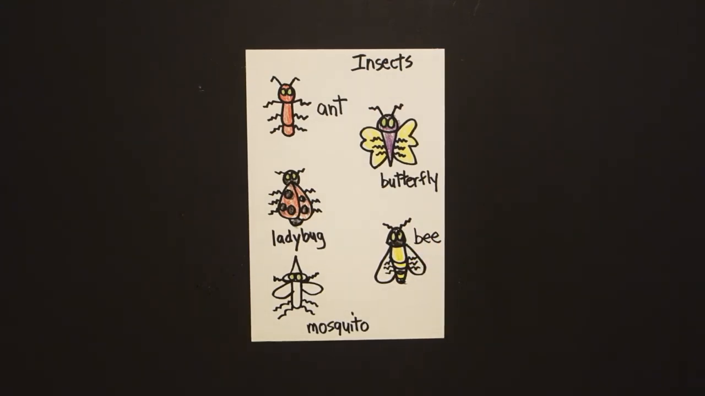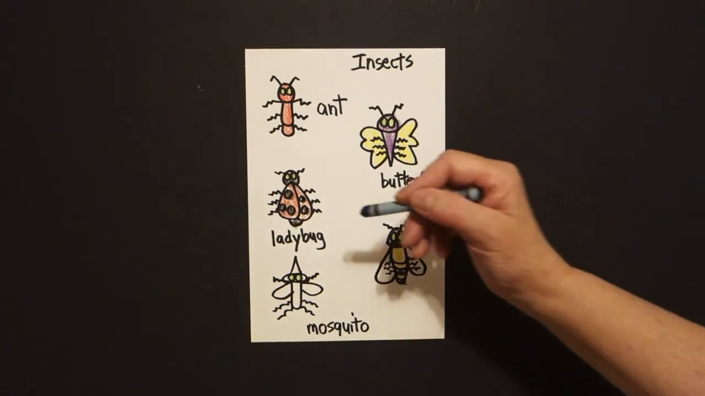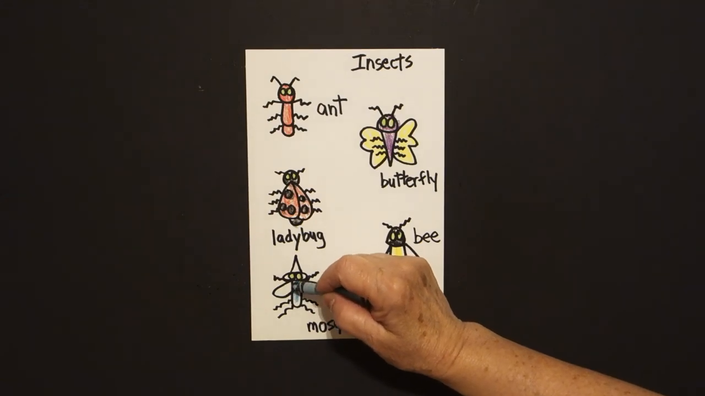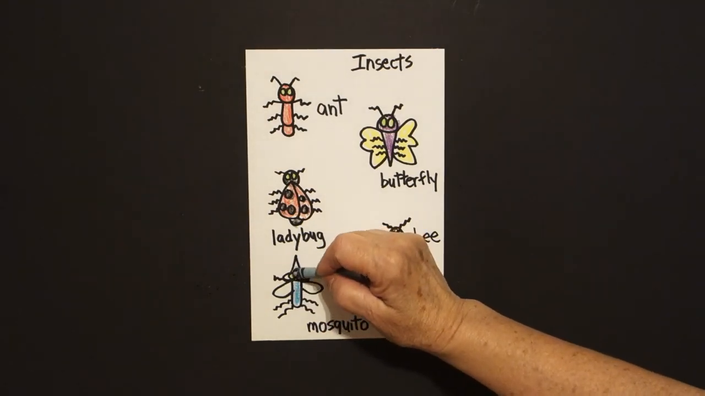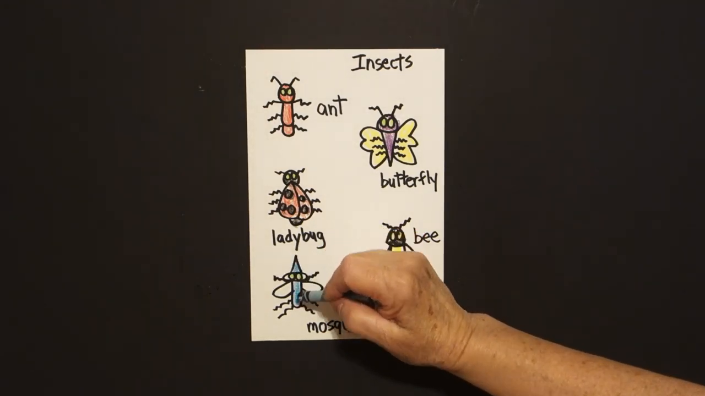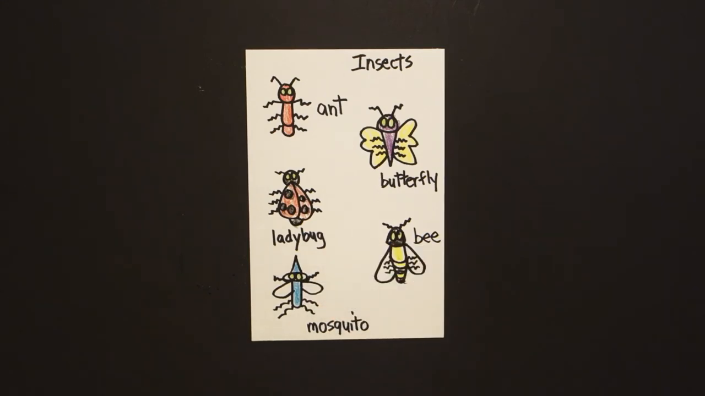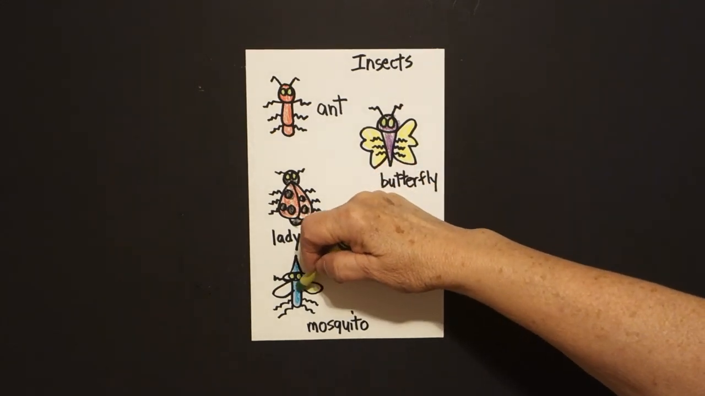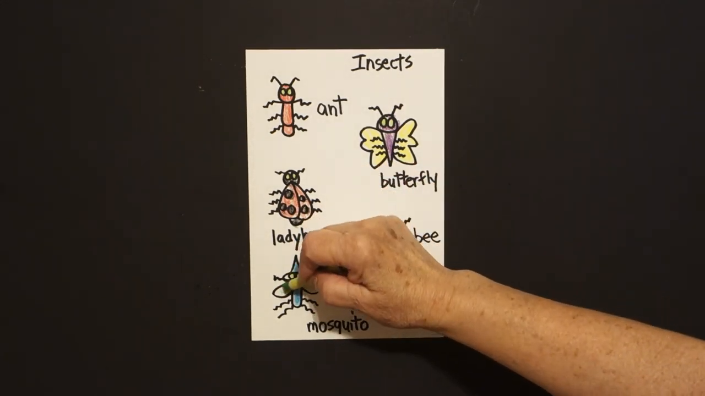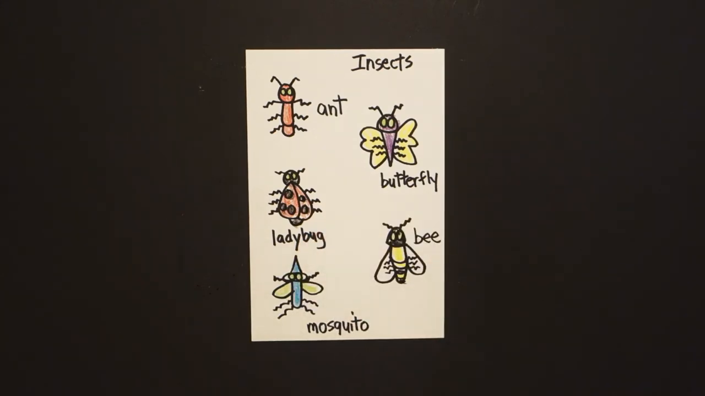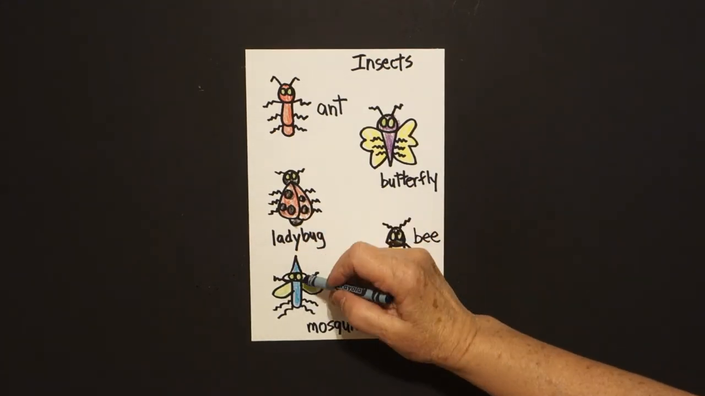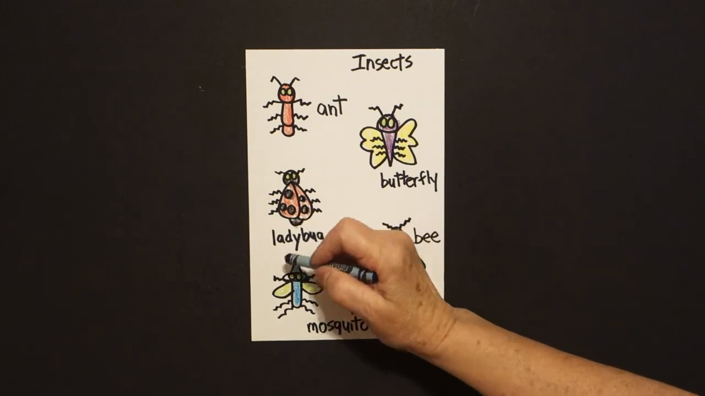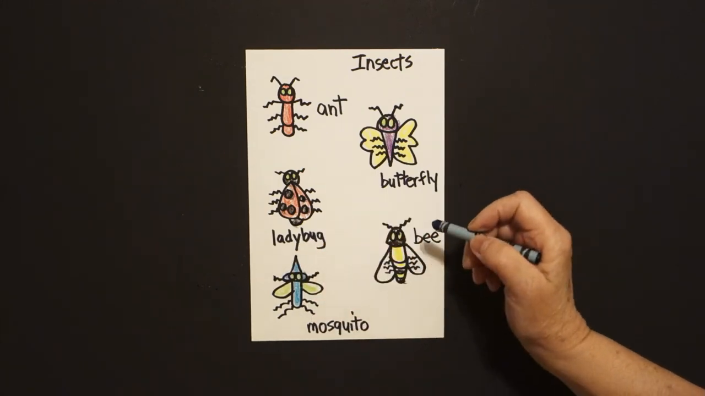And finally, I come down to my mosquito. I'm going to do the center part turquoise, which I'm positive it's not. This is that little beak. And then I'm going to do green wings. Okay? And I'm going to color in turquoise, blue, green, these little parts next to this space.